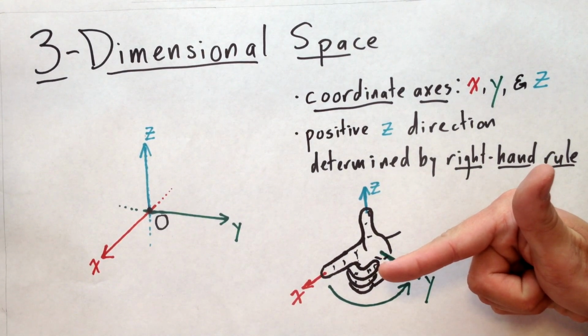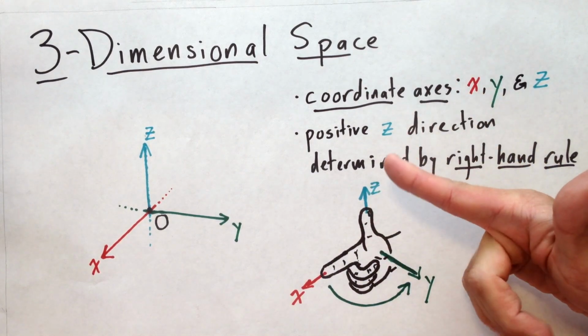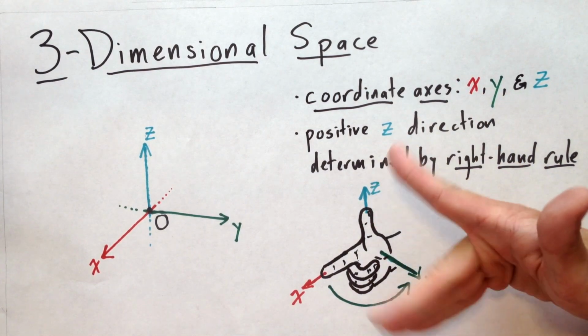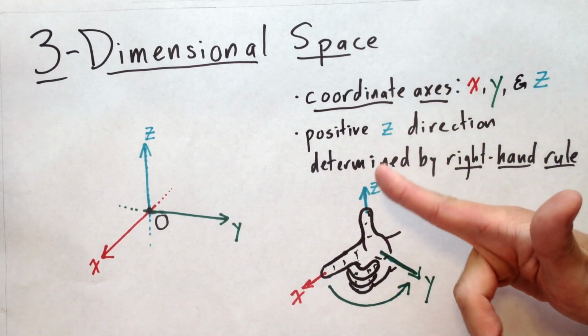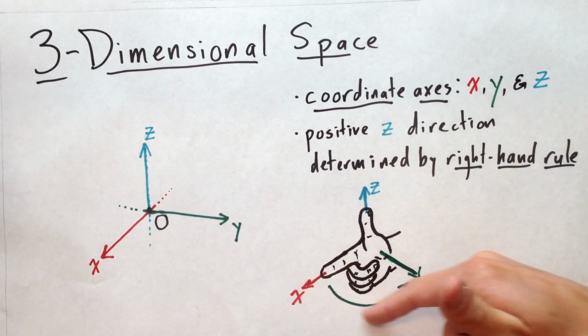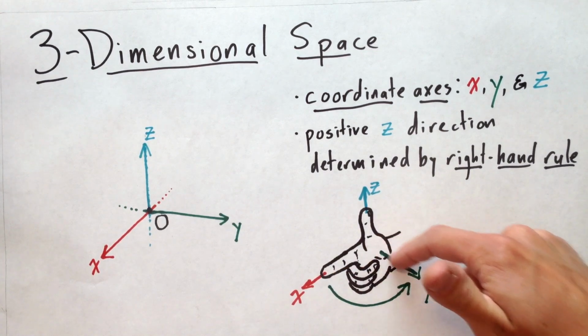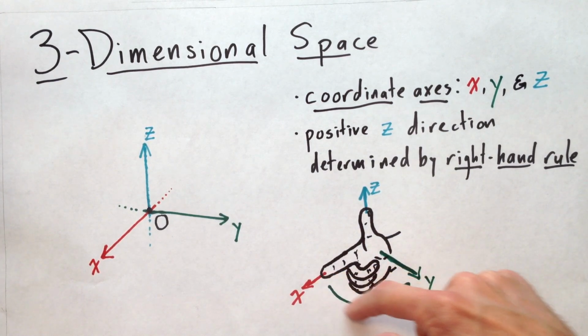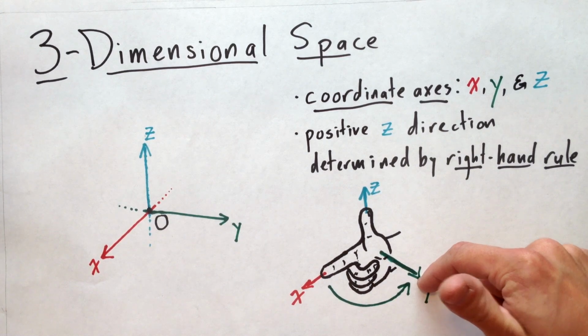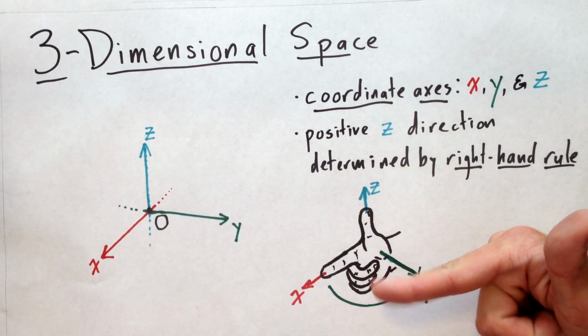To choose my positive y, I'm going to see which way my fingers curl around. I can't bend them backward. I would break my fingers. They only go naturally this way. So shown by this green arrow, that is bending around to the positive y direction. So the positive y direction is determined by the way that I can turn my fingers.